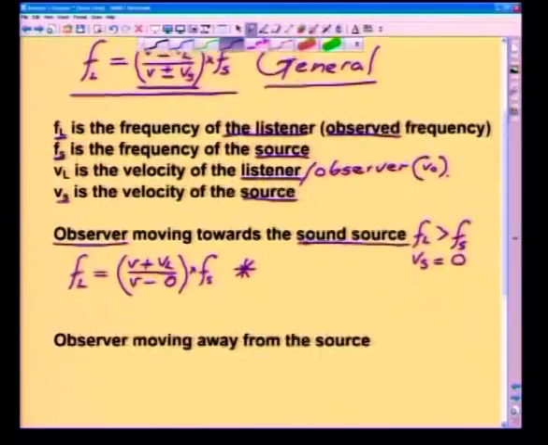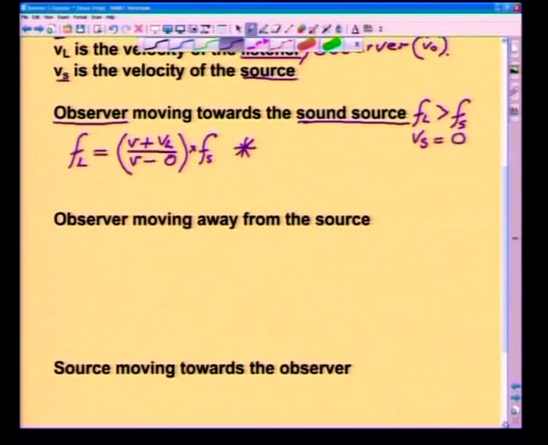and get your observed frequency. Now let's come to the next situation. The next situation is that we have the observer moving away from the source. When the observer is moving away from the source, what is happening with the observed frequency? Moving away from the source, the observed frequency becomes less than the actual frequency of the source. Again, the velocity of the source is 0. The source is stationary. Now, let's quickly see how we're going to use this formula.